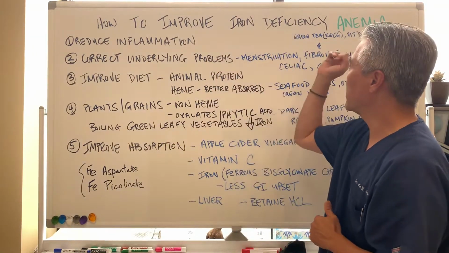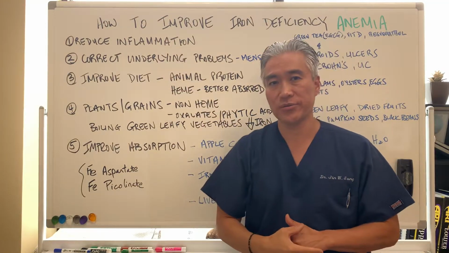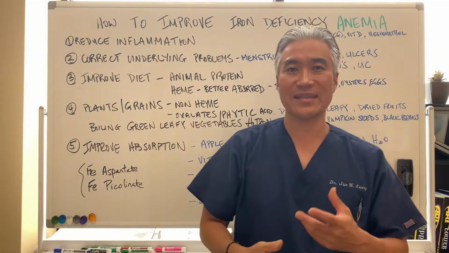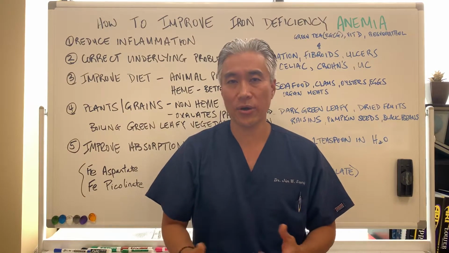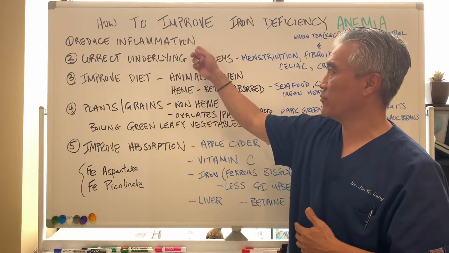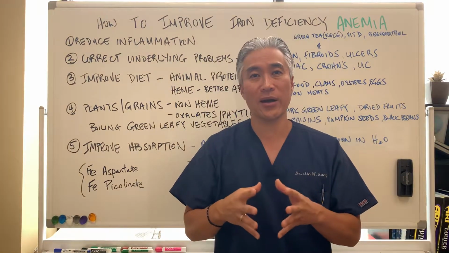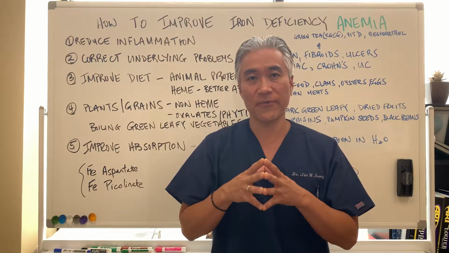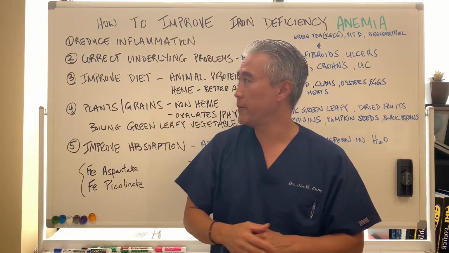So how do we improve iron deficiency anemia? One, you have to reduce inflammation, right? Inflammatory markers like CRP, calprotectin of the gut, or ESR can be evaluated to see if we have inflammation. Inflammation will cause issues with iron absorption. So finding the underlying mechanism for inflammation is very important.